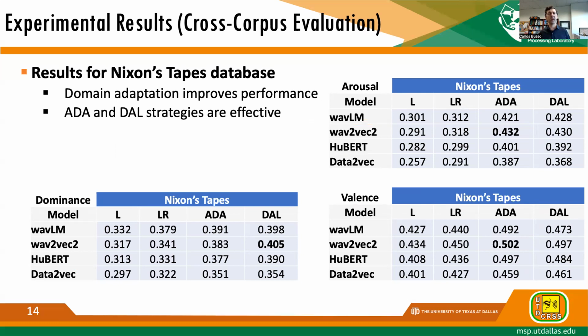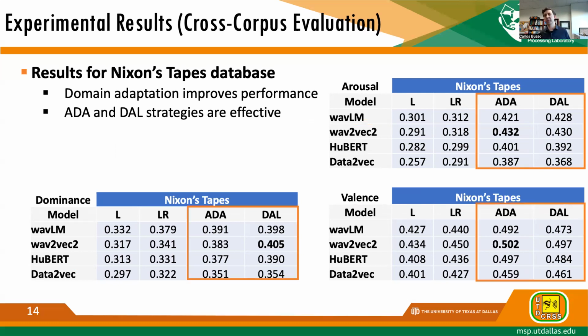To summarize, we're going to present the result for this database. What we found is that when you do adaptation, either with the adversarial domain adaptation or when you use the network, you can clearly see massive improvements compared to the models that have not been adapted to the particular domain. So both methods are particularly effective.